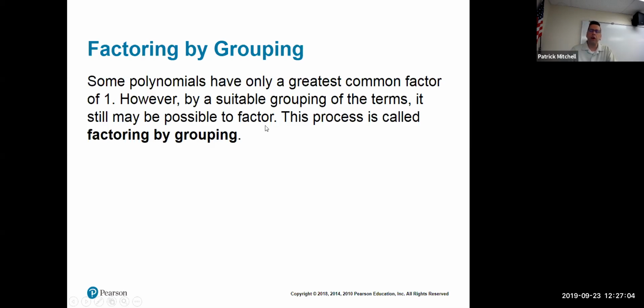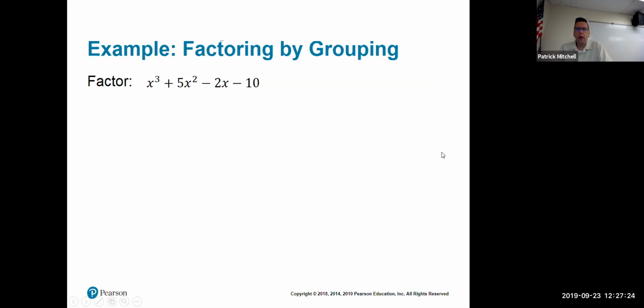So in other words, maybe all 4 terms don't have something in common, but maybe the first 2 do. And maybe the second 2 do. That's called factoring by grouping. So let's look at an example of that. I might just have one example here, but then I'll have another one later. x cubed plus 5x squared minus 2x minus 10.